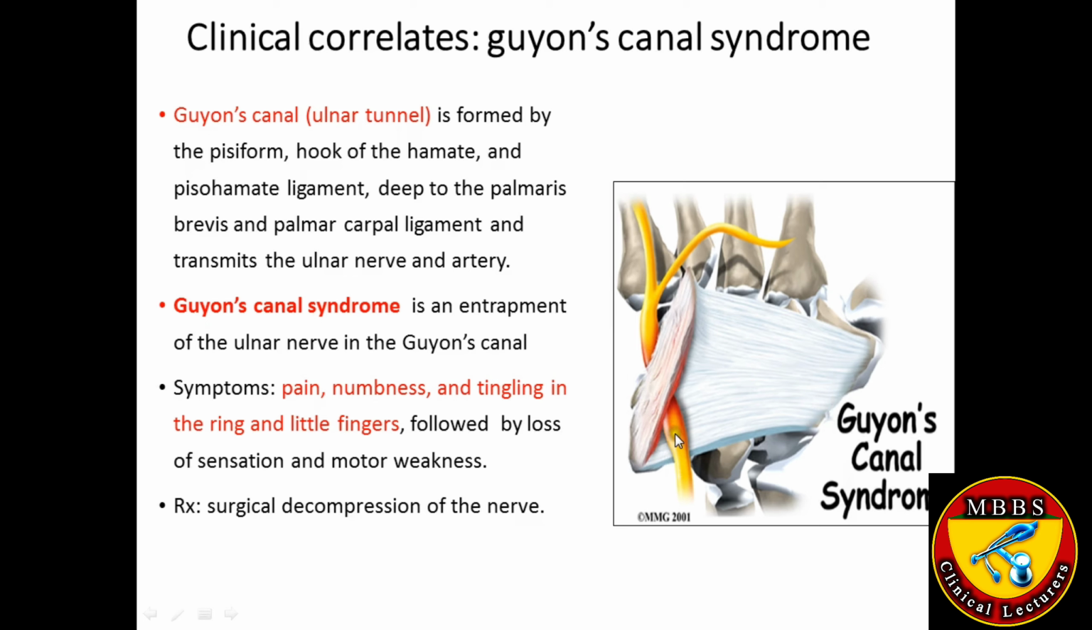When both are affected, that is entrapment of the ulnar nerve in Guyon's canal, and we say Guyon's Canal Syndrome. What are the symptoms of Guyon Canal Syndrome? Obviously, pain, numbness, and tingling in the ring and little fingers, because the nerve is affected. All the symptoms of nerve involvement can be found here, followed by loss of sensation and motor weakness. Surgical decompression of the nerve is the treatment for that. Thank you.